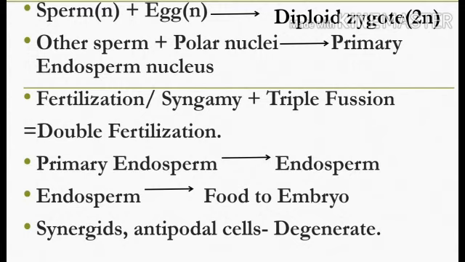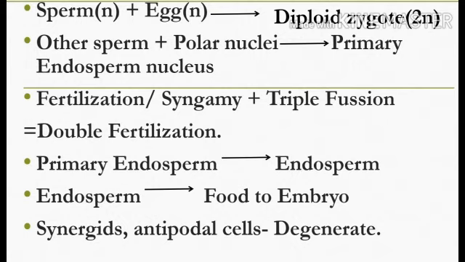Now one more sperm is there. That sperm will fuse with the polar nuclei, that is, the two nuclei present at the center of the embryo sac. So one sperm will fuse with two nuclei to form the primary endosperm nucleus, and this process is known as triple fusion, because one sperm and two nuclei are getting fused. So here the fertilization and also the triple fusion are taking place. Hence this process is called double fertilization.